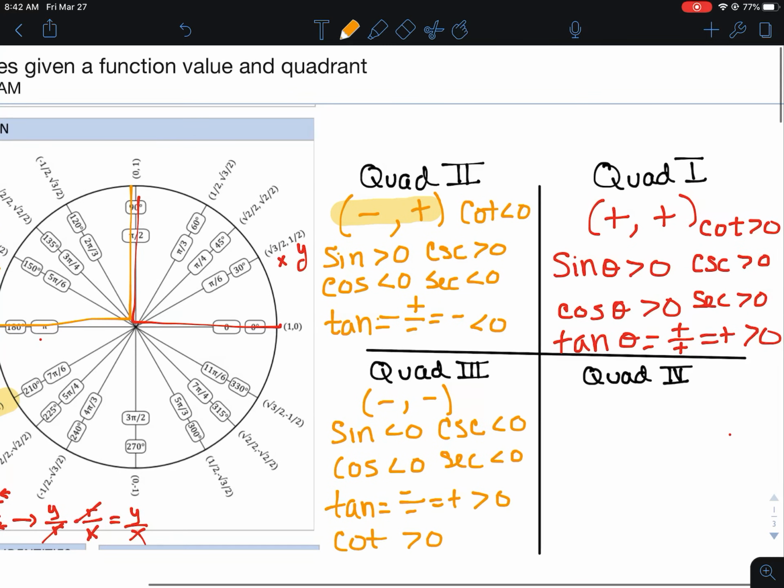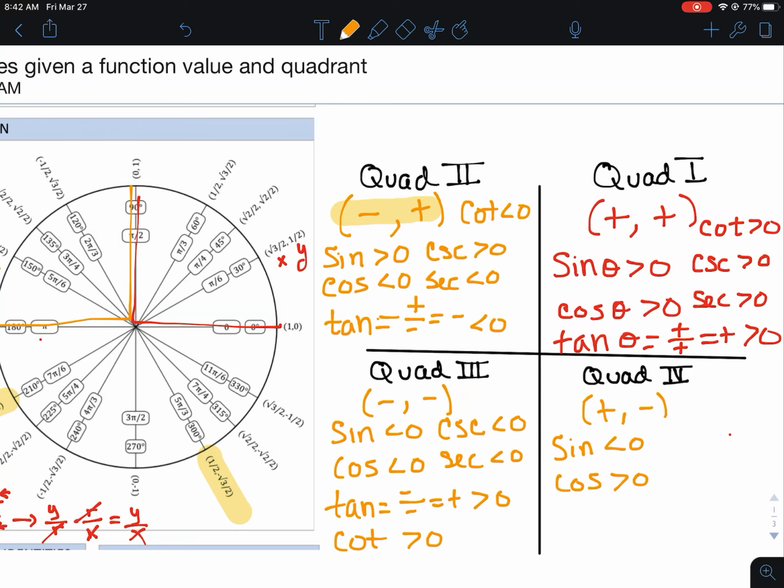And then quadrant 4 is the last one here, and we know in quadrant 4 our points are positive and negative. So sine is negative, cosine is positive, and tangent is going to be negative divided by a positive, which is a negative. So cosecant is the same as sine, has to be negative. Secant is the same as cosine, has to be positive. And cotangent would have to be negative.